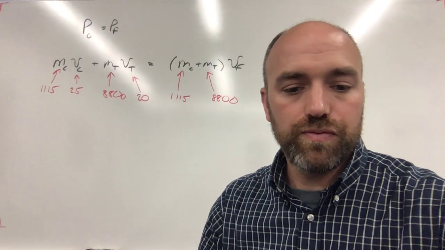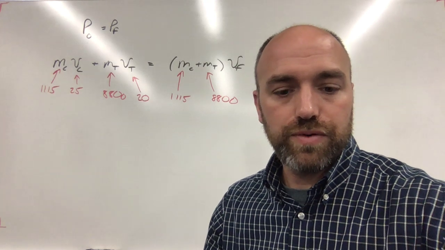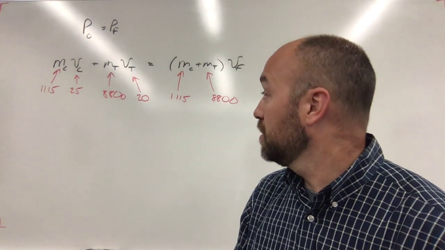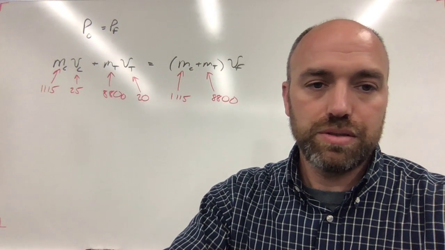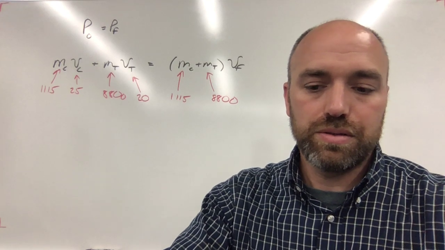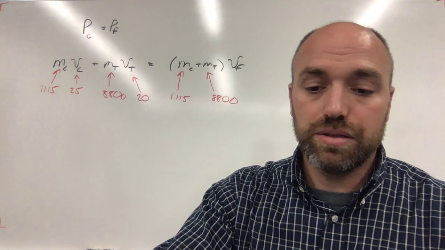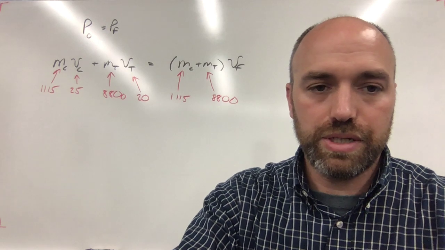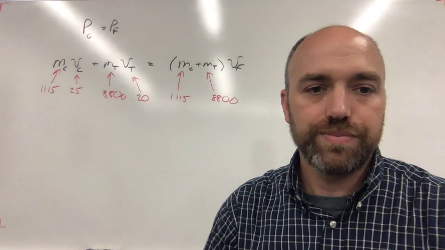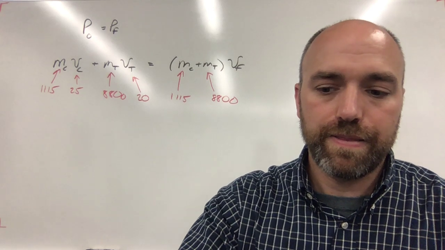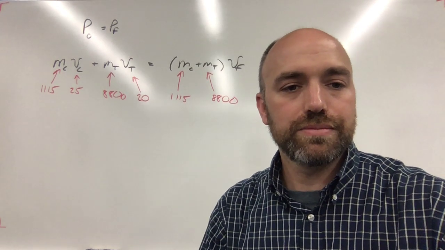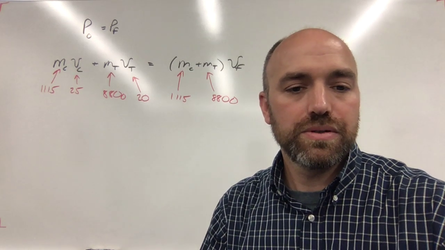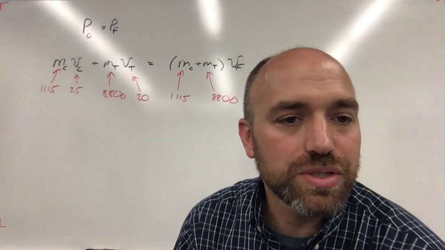Okay, 1115 times 25 plus 8800 times 20. The whole thing divided by 1115 plus 8800. Yeah, I got the same thing you got. 20.56? Yes. Okay. And let me read the question again to make sure that we're not doing something silly here.